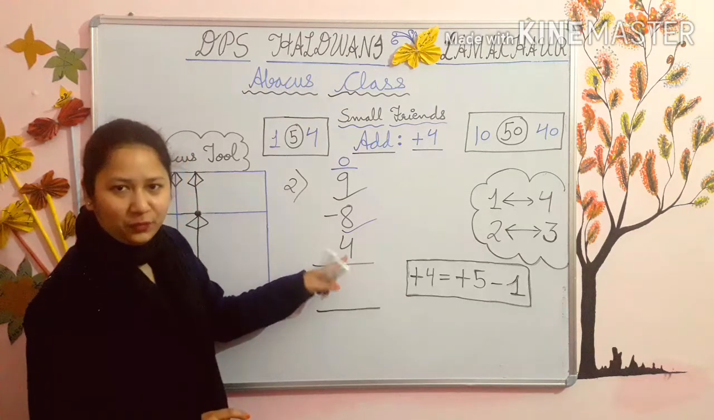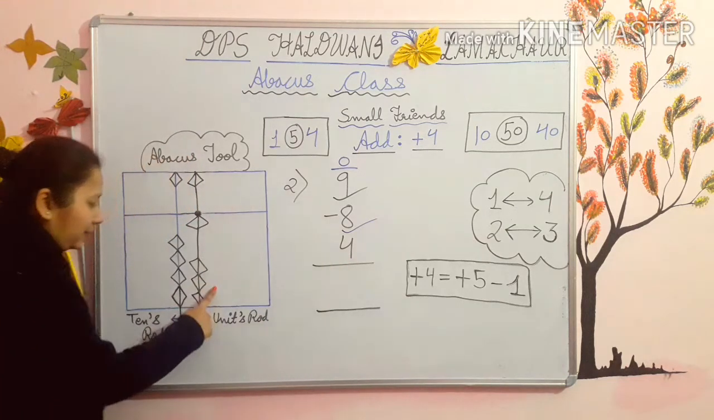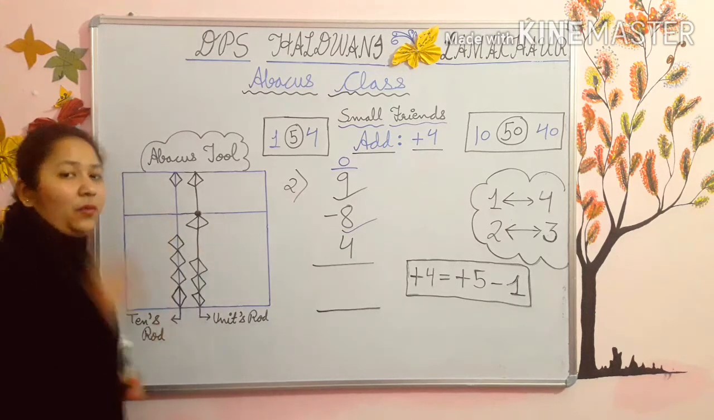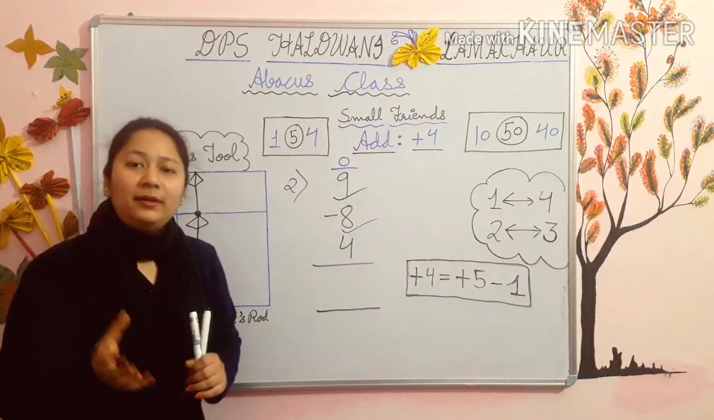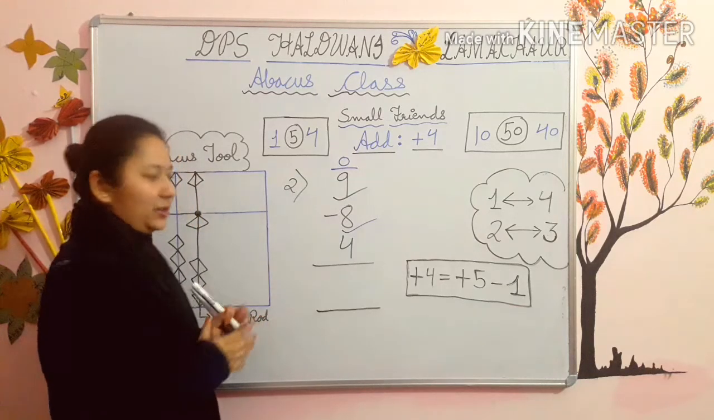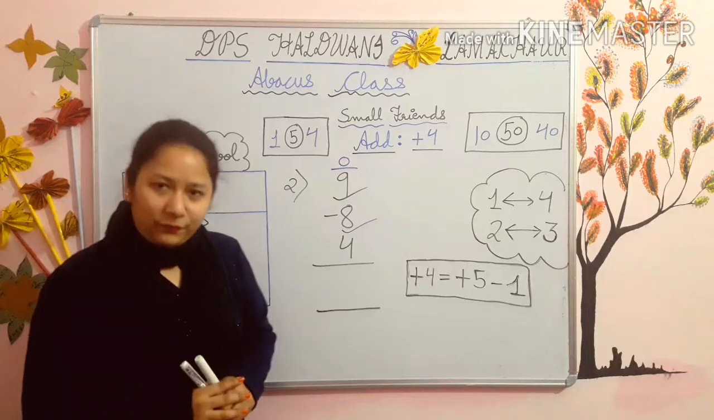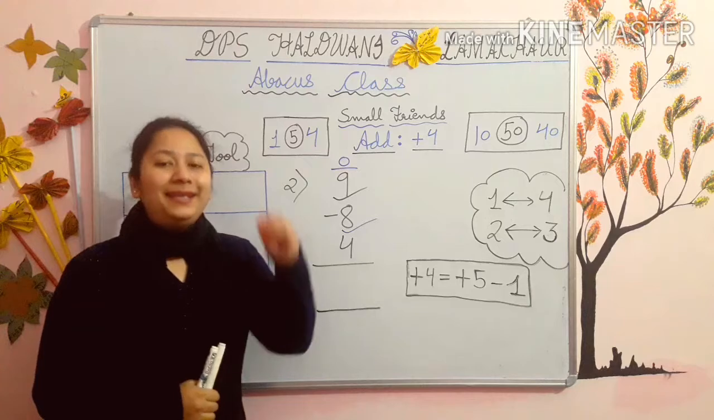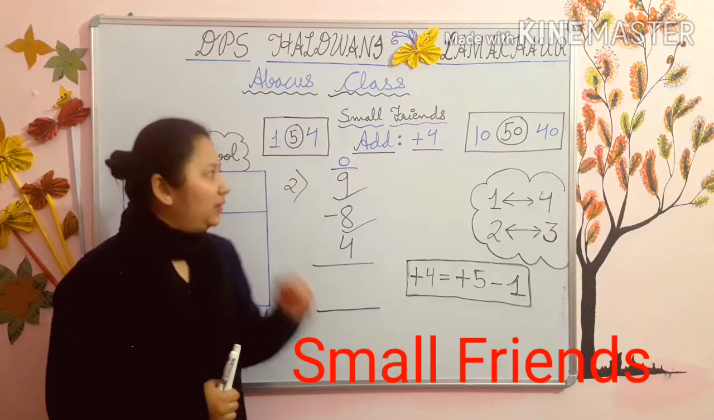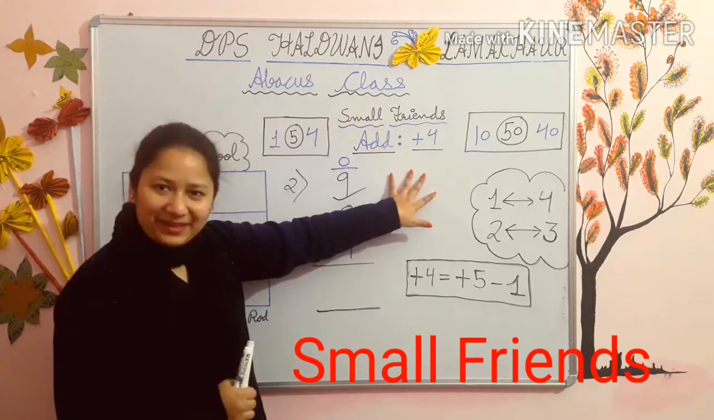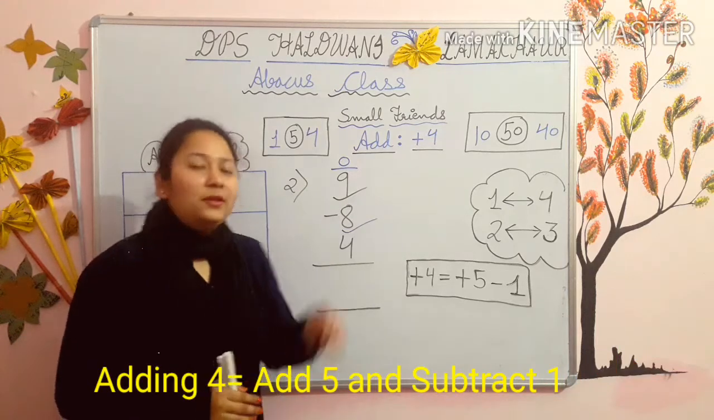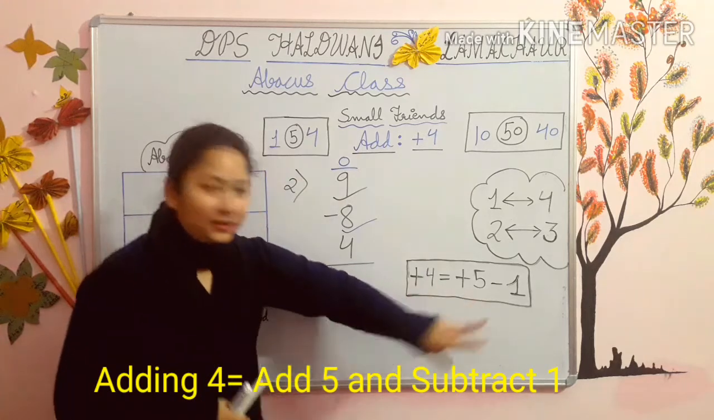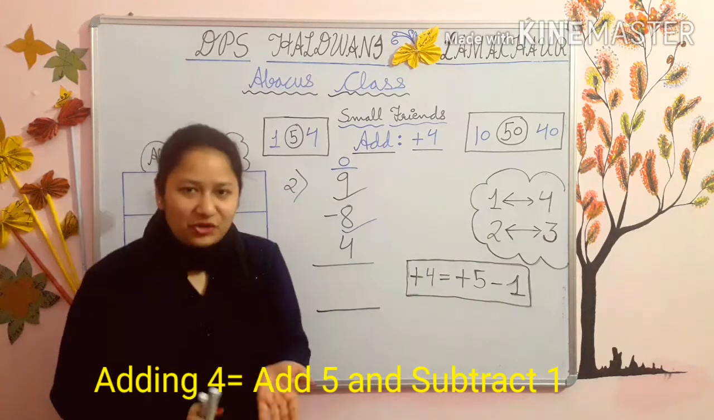You can see here it's 4. Now kids, just see here. Do you have 4 beads? See, you have 1, 2, 3. You have only 3 beads and you have to add 4. Now this is a situation where you have to add 4 and the bead is not there. So here you will use this small friends method. Yes. Now to add 4, first of all you have to add 5. This we have done in our previous question also.